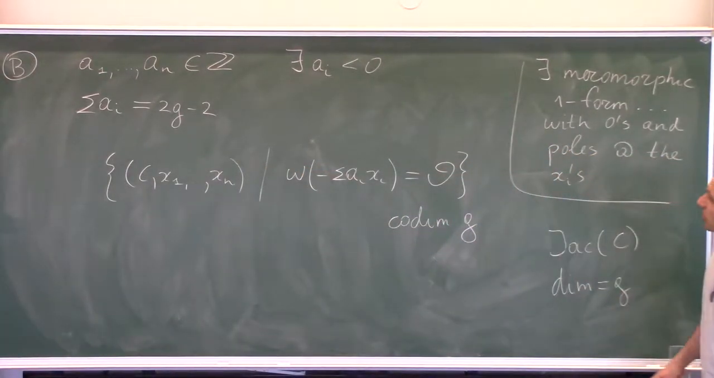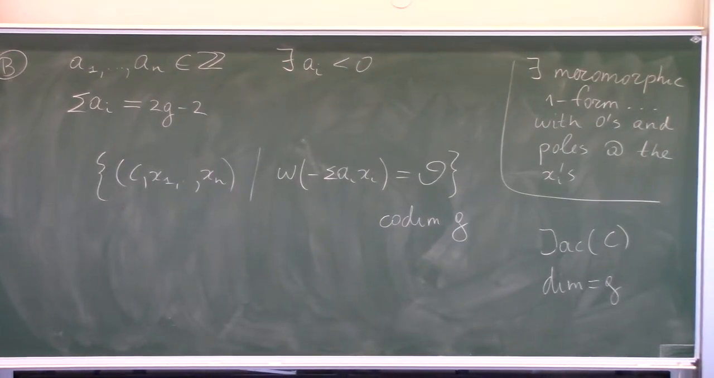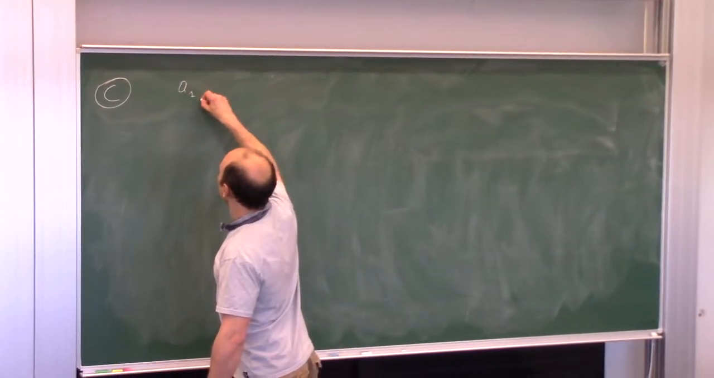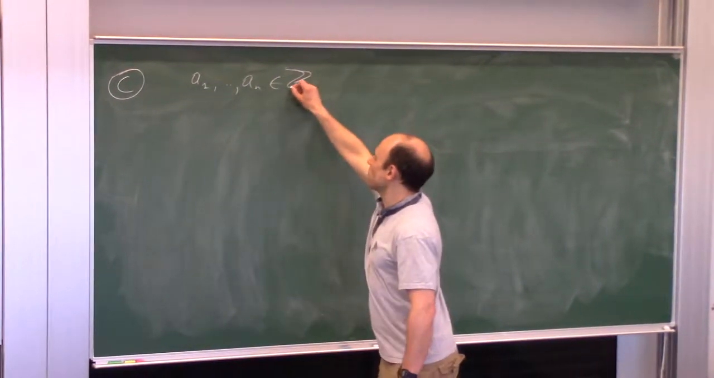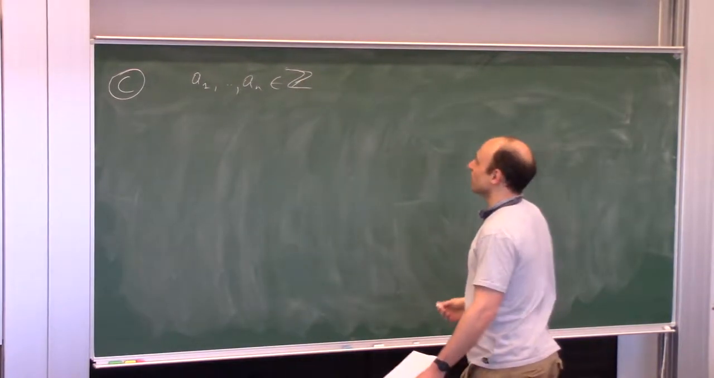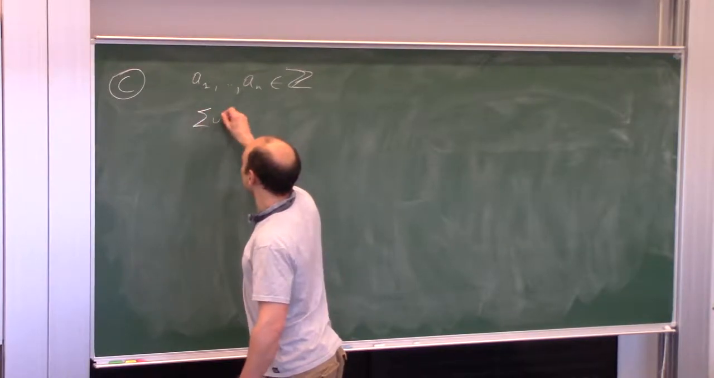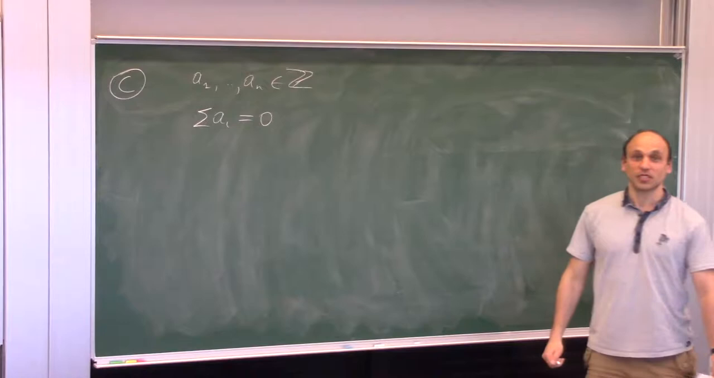Okay, so I'm not completely finished yet. Let me do the next question. So the next question is very similar. So again, you have a1, ..., an in Z. It may have been more logical to start with this because it looks like the simplest case. Now the ai sum up to 0.